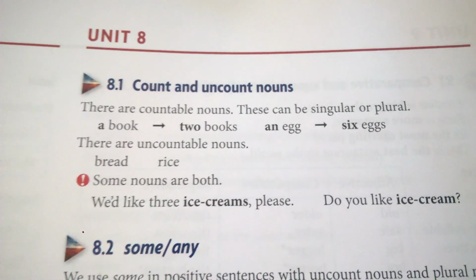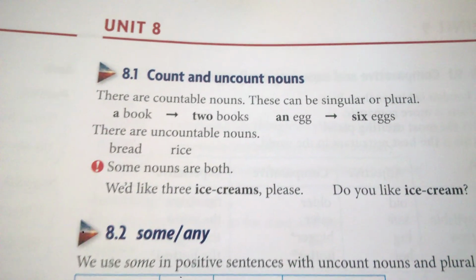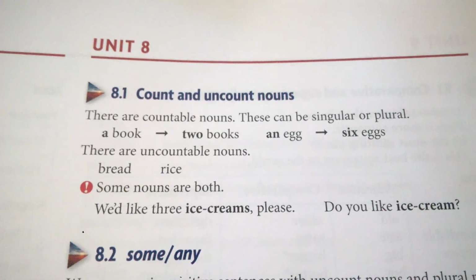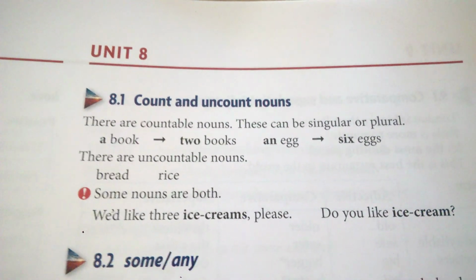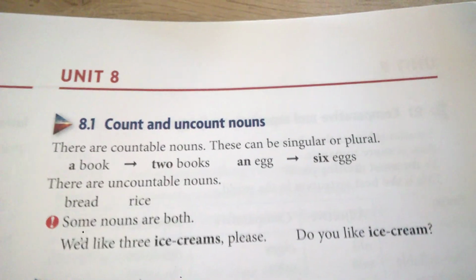Can you go 1 bread, 2 breads? No. In English, you would say 1 loaf of bread or 2 loaves of bread. Can you go 1 rice, 2 rices? No. Can you go 3 monies? No, you can't. So these are all uncountable.